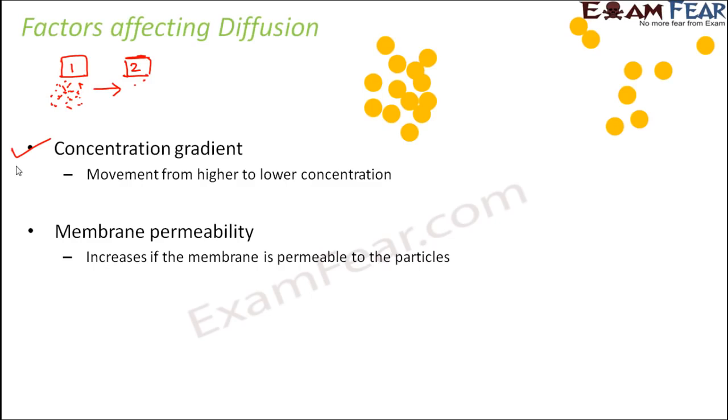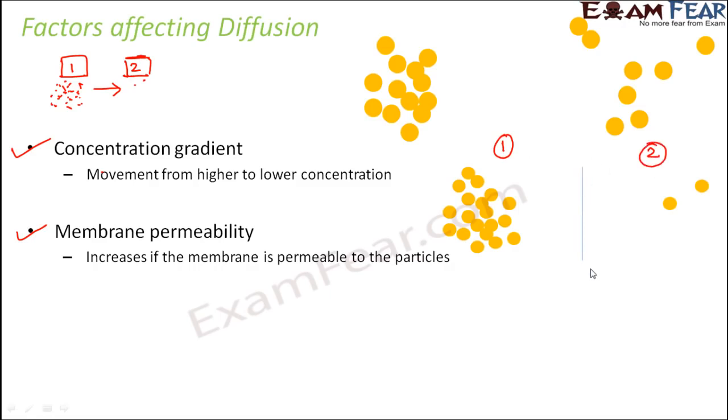The next one is membrane permeability. Whenever we are talking about diffusion, we are talking about two different regions. Now there has to be a boundary to separate the two regions. We call that boundary a membrane, the membrane which separates the two regions. If this is your region 1 and this is your region 2, this is the membrane which separates them. So it also depends upon the permeability of the membrane. What do we mean by permeability? Permeability means what particles the membrane allows and what particles the membrane doesn't allow.